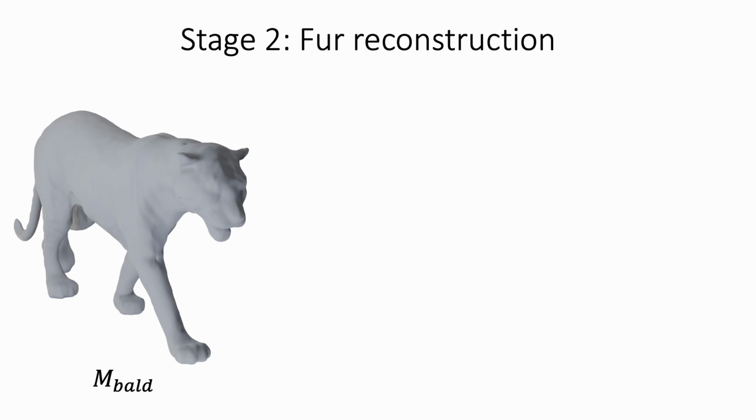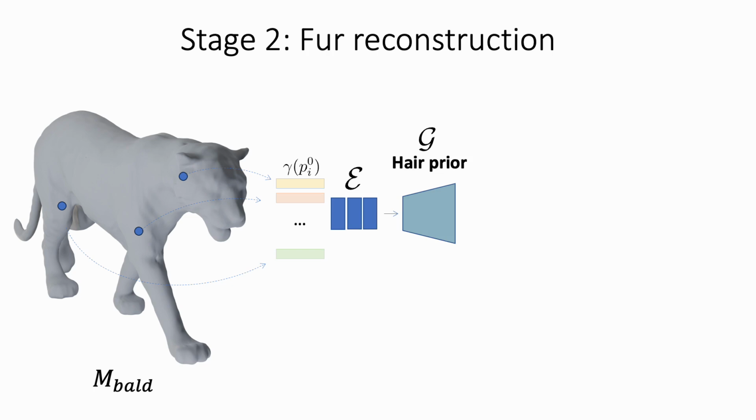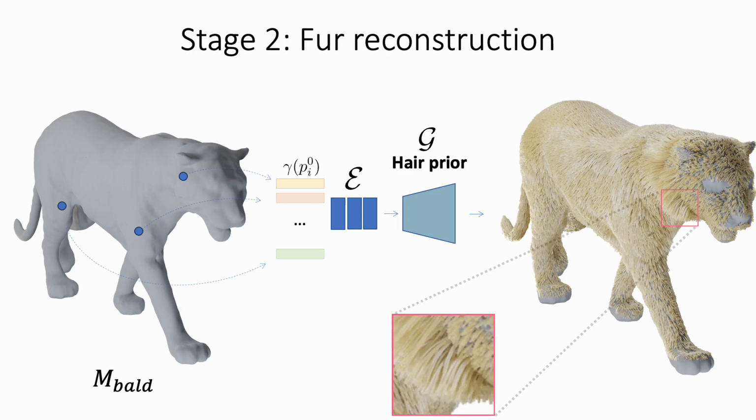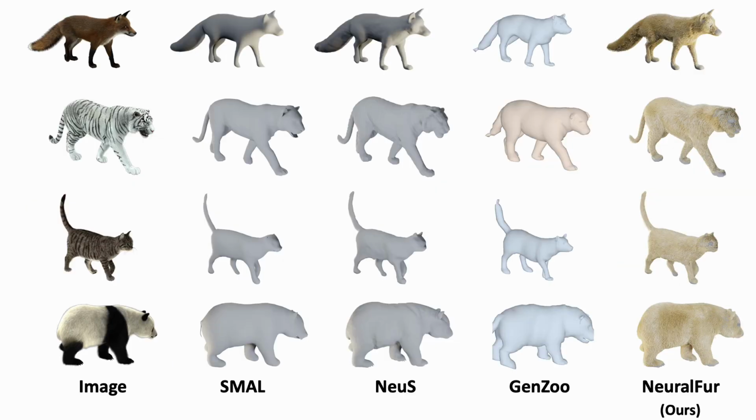At each iteration, we sample strand origins from the mesh, encode them using positional encoding, pass them through an MLP, and decode them with a pre-trained frozen hair prior network trained on single strands from the hairstyle dataset. We supervise strand geometry with photometric cues via rasterization using Gaussian splatting by placing Gaussians along strand segments combined with geometry-based losses. We compare our results with Small, Noose, and Generative Zoo.